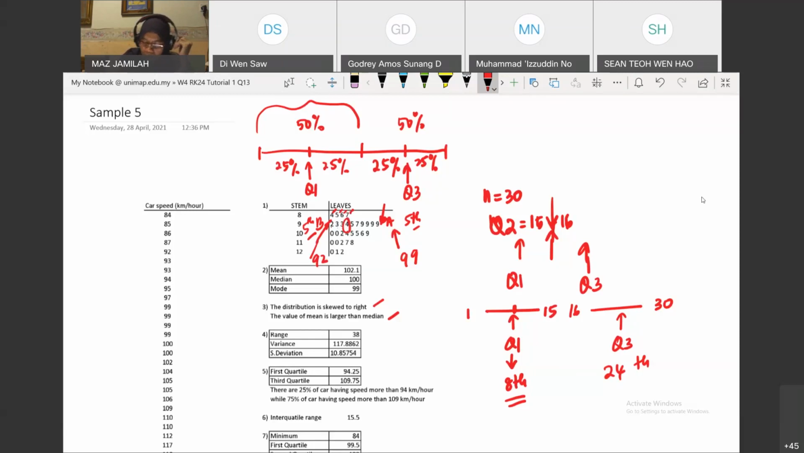So your first quartile would be what? 94. Okay, your 24th value would be what here, class? The 24th value. Can someone give me the answer?